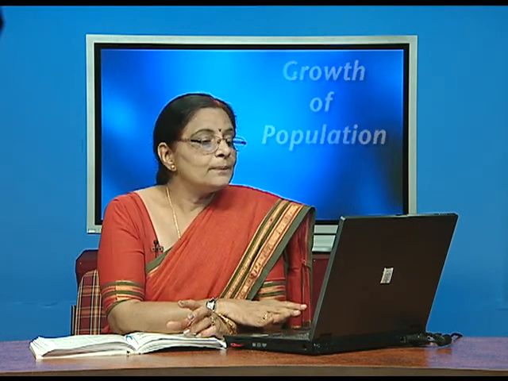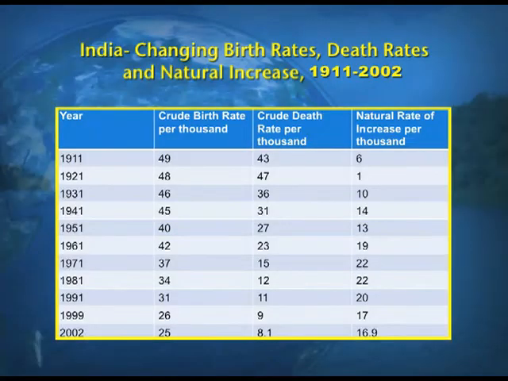Now, if you look up at the screens, this table tells you about the changing birth rates, the changing death rates, resulting into the change in the natural increase in the population. So, these 4 columns are the columns for the census years, for the crude birth rate per 1000, crude death rate per 1000, and the last column is indicating the natural rate increase per 1000 of the population.